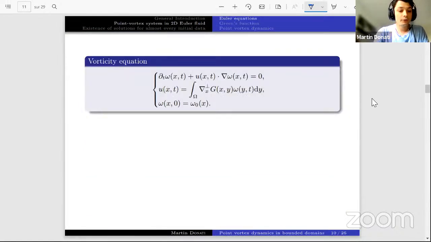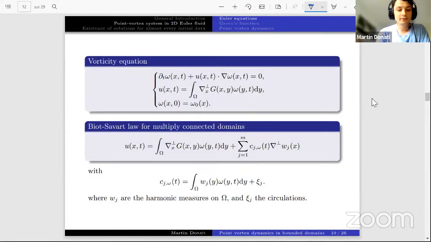So we have the vorticity equation, which is basically the Euler equations. When you take the curl of the first equation, you have the equation on the vorticity, which has the form of a transport equation. The vorticity is transported by the velocity. The Biot-Savart law, of course, reconstructs the velocity, and we have an initial data. So this is the equation that I will work on first.